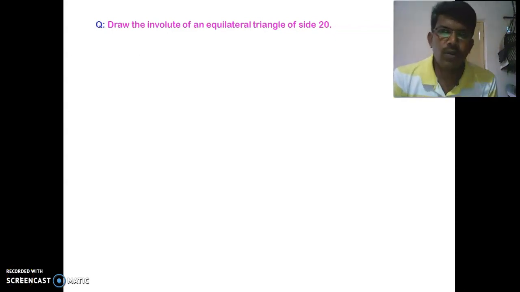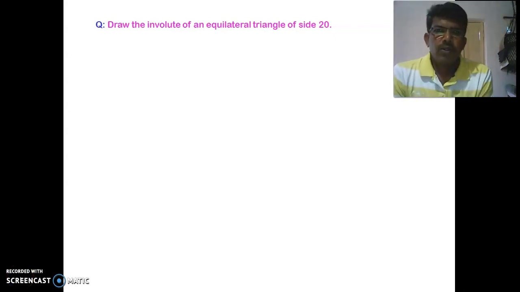Hi, hello, good morning. Today let us see a new topic: the involute of an equilateral triangle with a side dimension of 20 mm. Right. So first of all, what should we do? Let us see the different construction procedures.